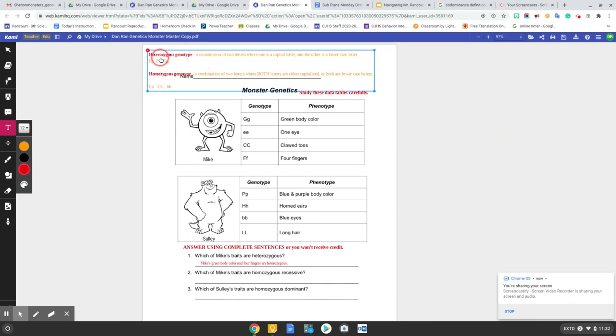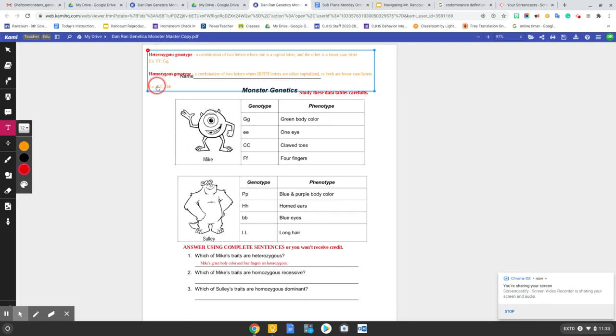Remember, a heterozygous genotype is a combination of two letters where one is a capital letter and the other is a lowercase. And I've given you two examples right here, like big F, little f, hint, hint, or big G, little g, hint, hint. The next term is homozygous genotype.